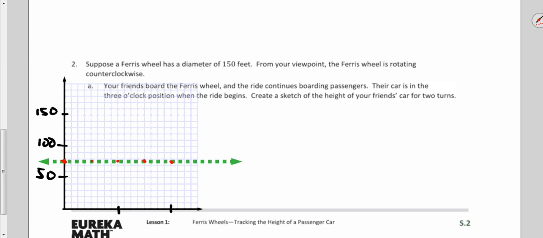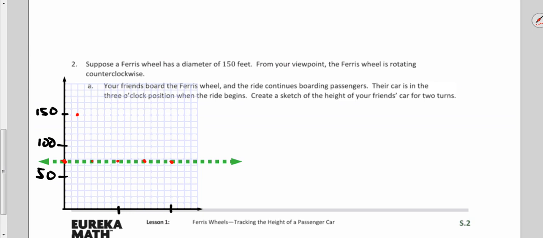Now, how many squares does it take me to get to the top? If it takes me 4 squares to get here, how many squares does it take me to get there? 2 squares, right? So 2 squares here, but where am I? How high? 150. Why 150? Because you're at the top, you're at 12 o'clock, and the wheel has a diameter of 150, right? So at 2 squares, I'm all the way up here.